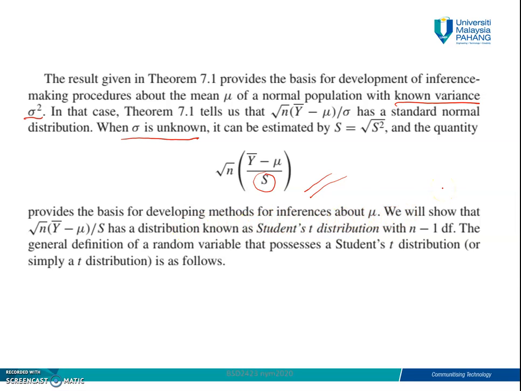This provides the basis for developing methods for inference about mu. And in the next video, we show that this has a distribution known as the student t distribution with n minus 1 degrees of freedom. The general definition of a random variable that possesses the student t distribution we'll discuss in the next video.